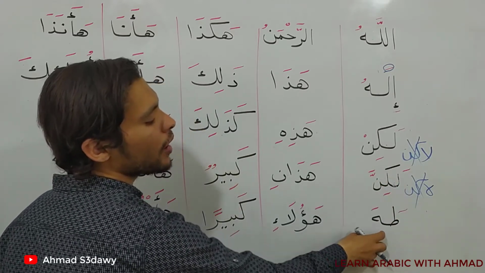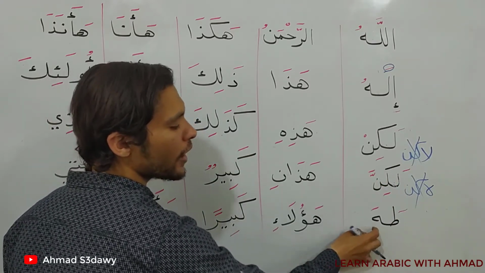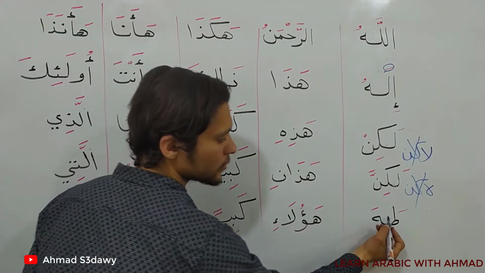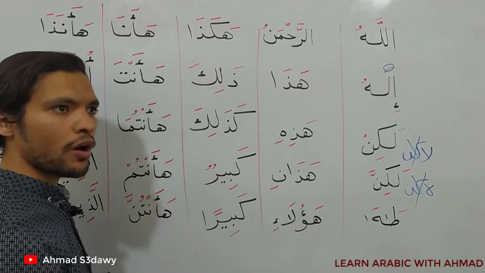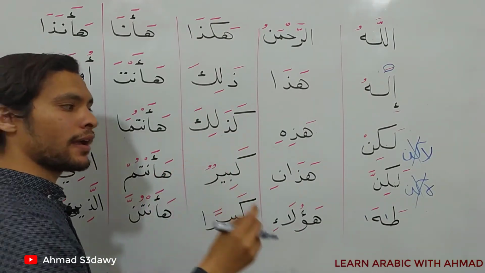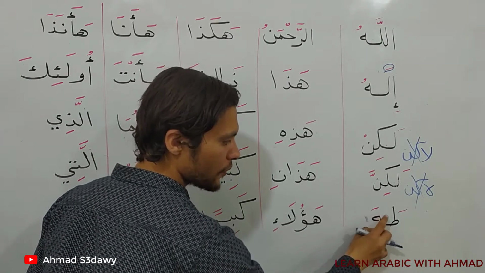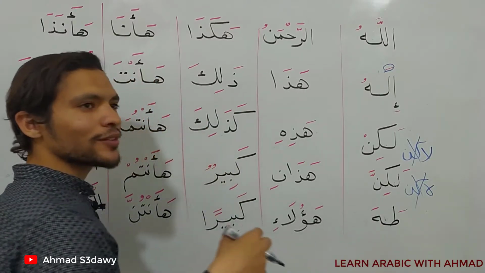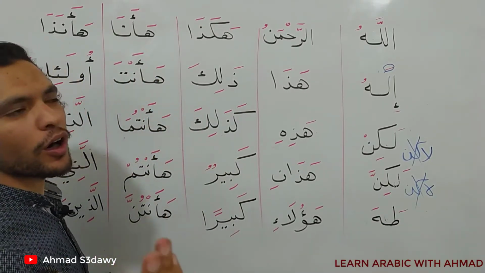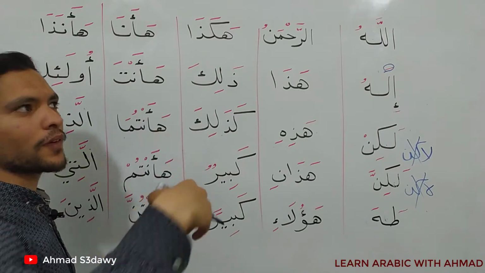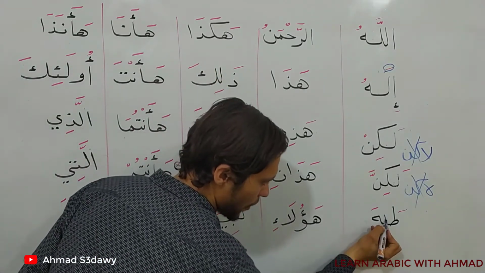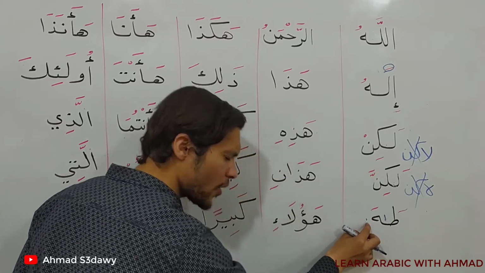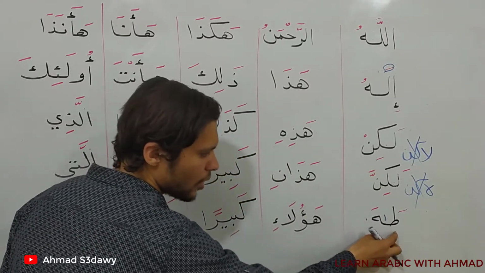Here, ta-ha. There are two long vowels here. When you say ta and then you say ha, ta-ha. If you pronounce it without the long vowels, it's kind of like taha. So you say ta-ha, very long. So here there is a long vowel with alif. So you say ta, and here actually there is a long vowel alif. So you say ha, ta-ha.